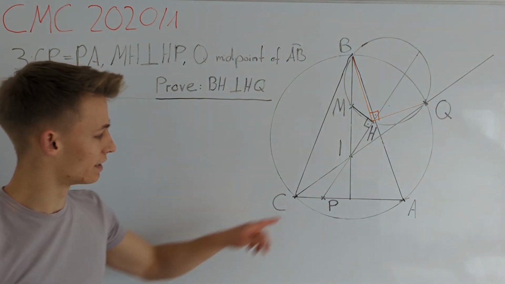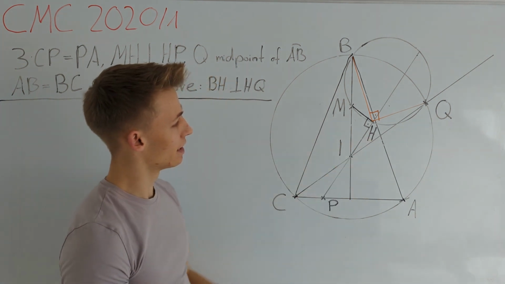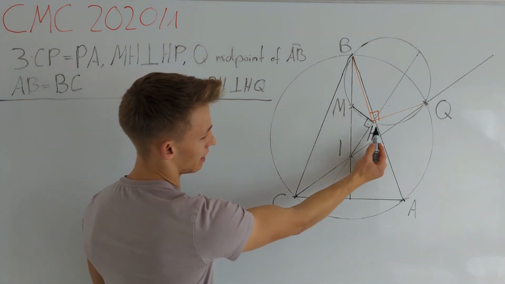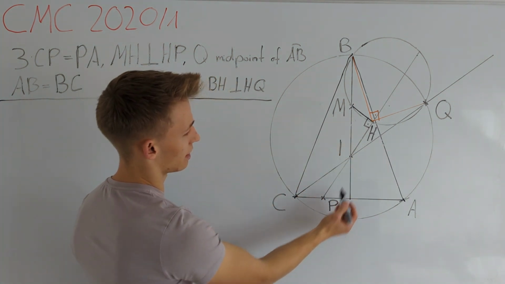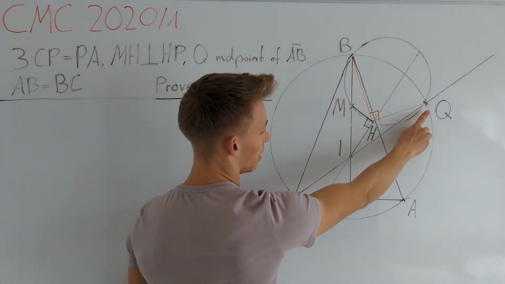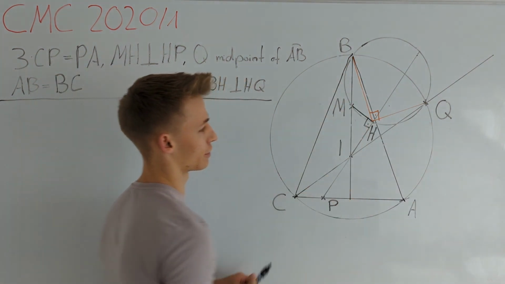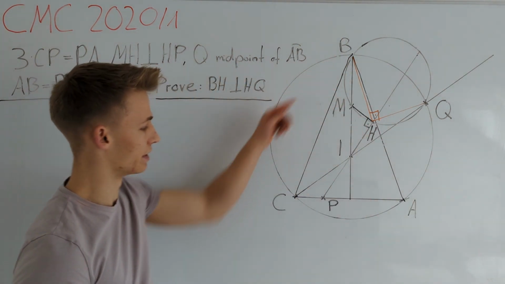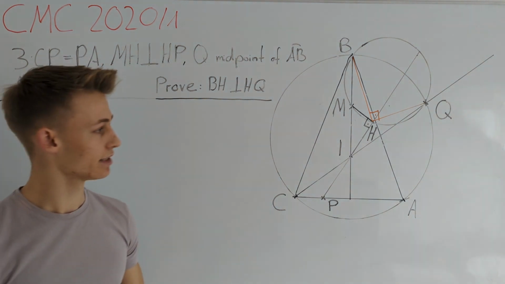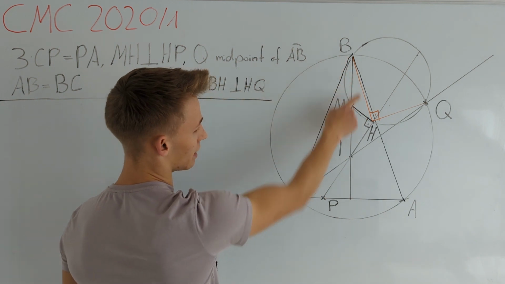Now, we draw in the line PI and choose a point H on this line such that the angle MHP is 90 degrees. The last thing we introduce is the point Q, which should be the midpoint of the arc AB of the circumcircle of the triangle ABC. Now our task is to prove that the angle QHB is 90 degrees.